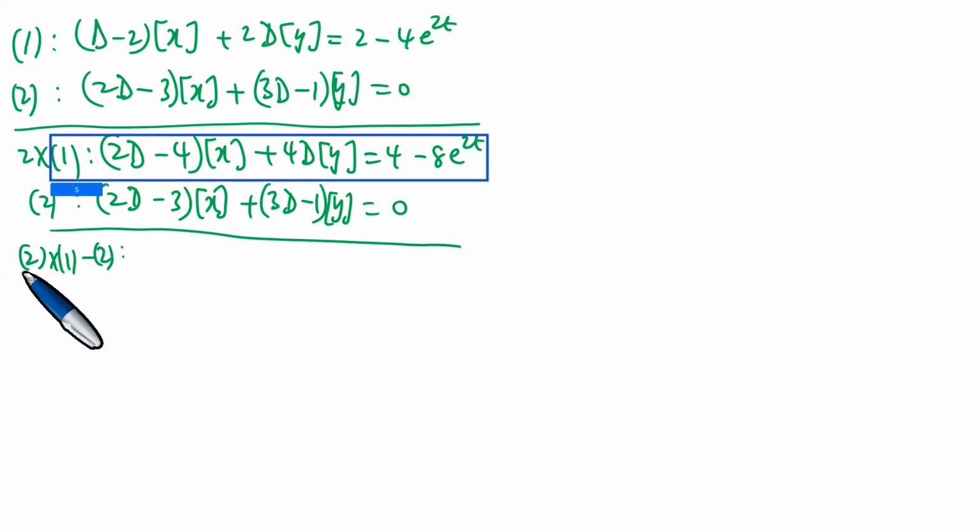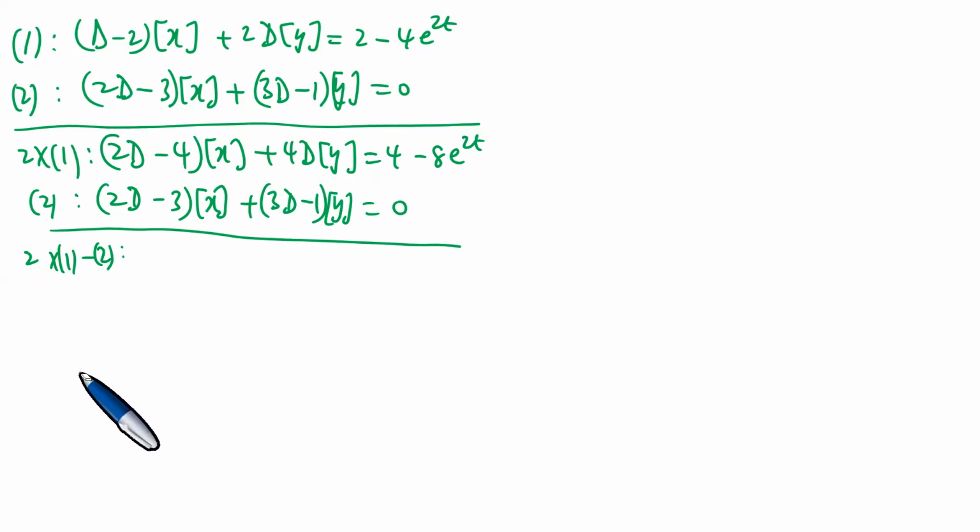Yes, Aman. Why do you multiply everything by 2? Okay, that's a good question. I'm multiplying everything by 2 because we want to remove this operator here. We want to remove the operator on x. We could multiply it by negative 2 still, but I just decided to multiply this one by 2 so that it could have 2d and 2d, and the 2d's can cancel out.